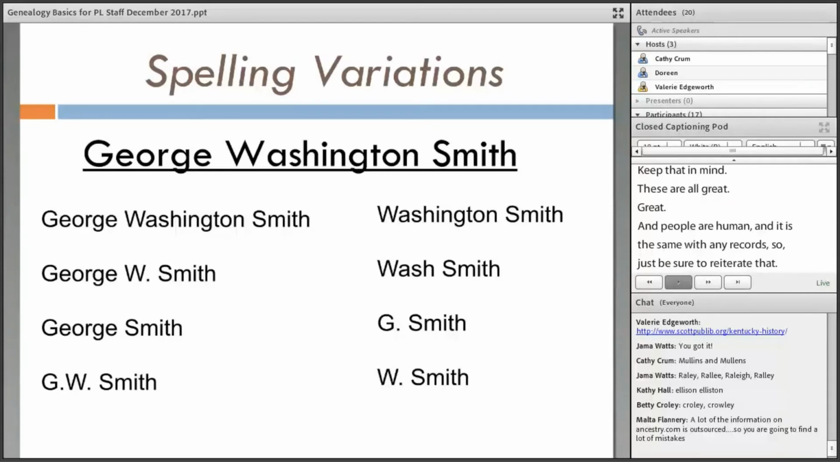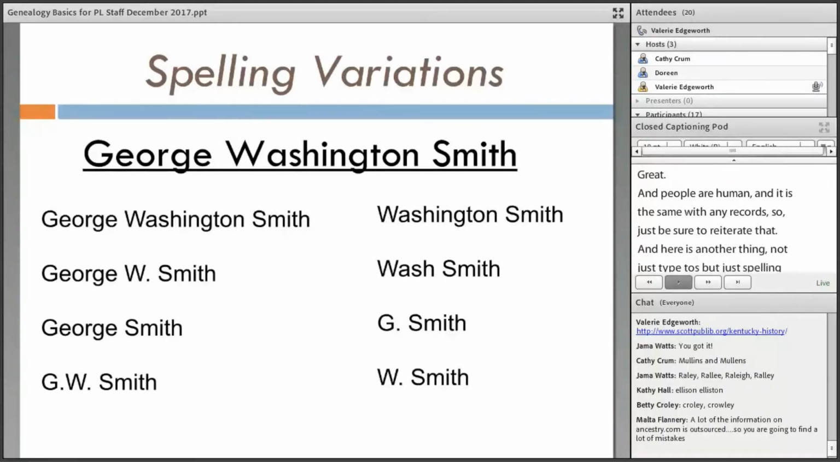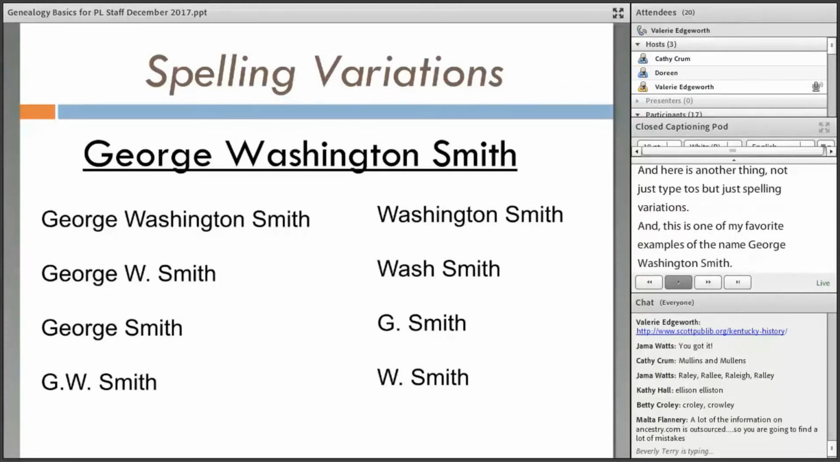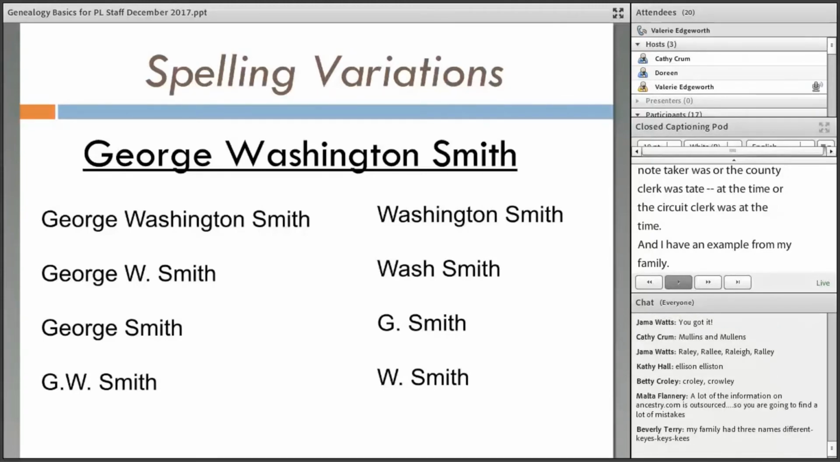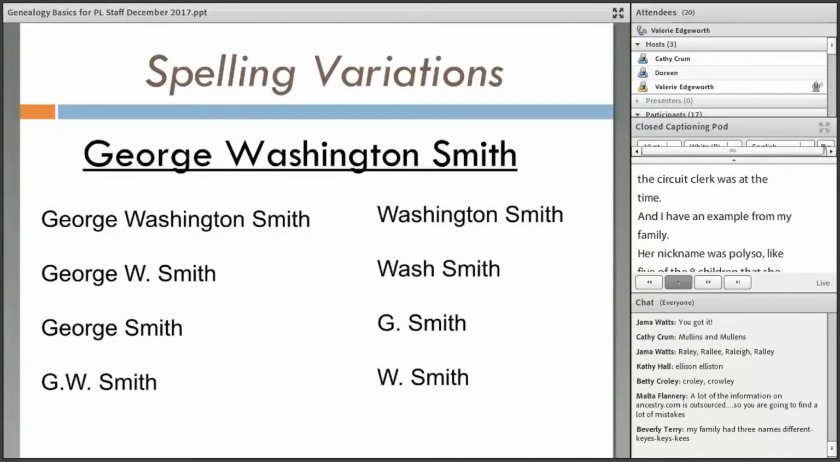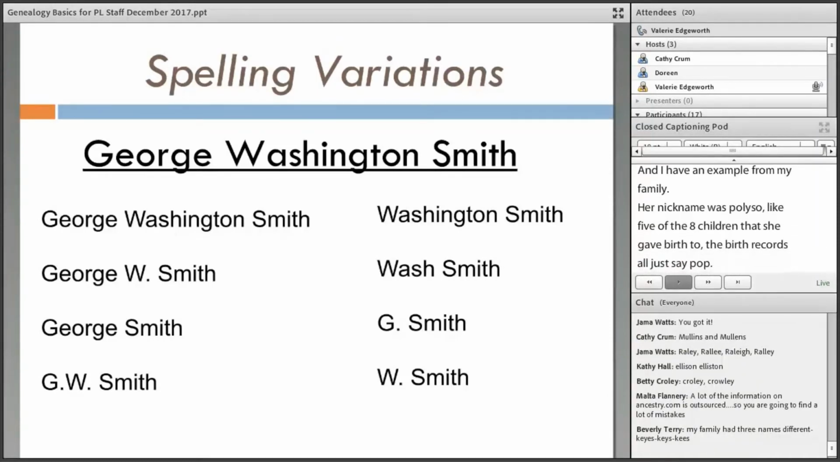Here's another thing, not just typos, but spelling variations. This is one of my favorite examples, the name George Washington Smith. I've only outlined 8 ways here that you might see Mr. Smith's name written out. It depends on who the note taker was, who the county clerk was at the time, who the circuit clerk was at the time. I have an example from my family. I have a great-grandmother whose first name was Polly, but her nickname was Pop. So for 5 of the 8 children she gave birth to, the birth records just say Pop. It doesn't even say Polly. You just never know.